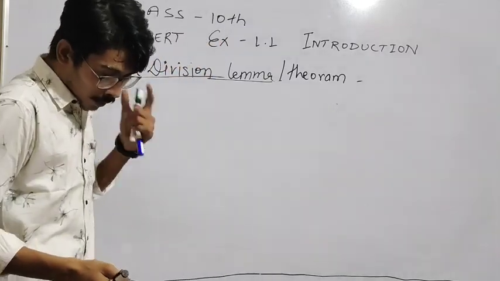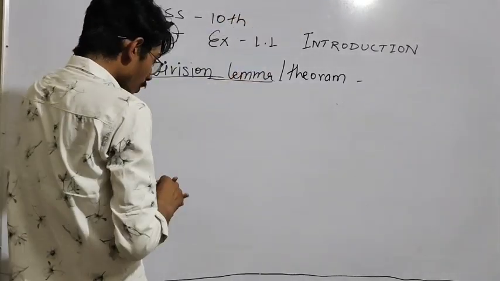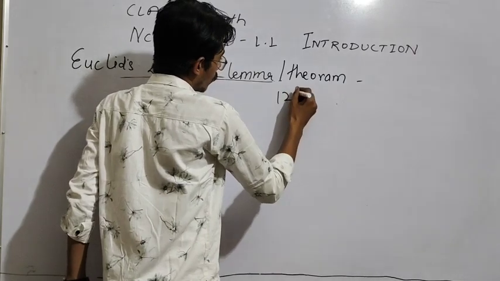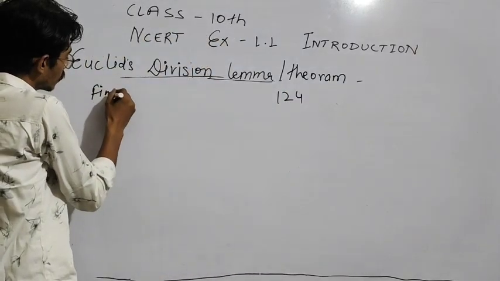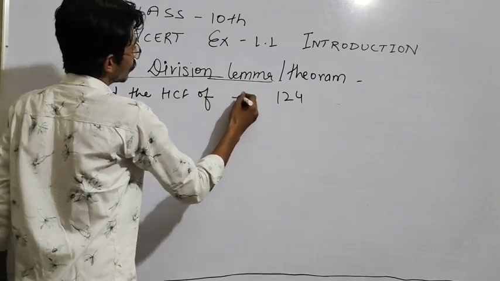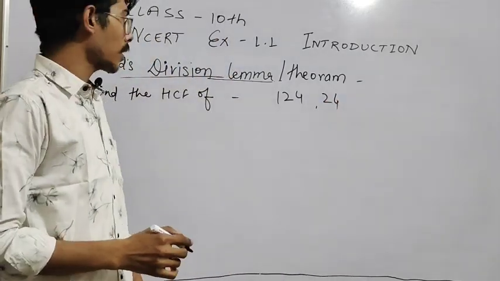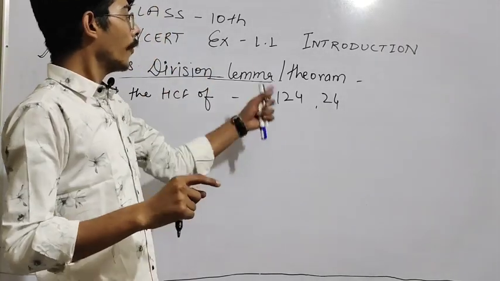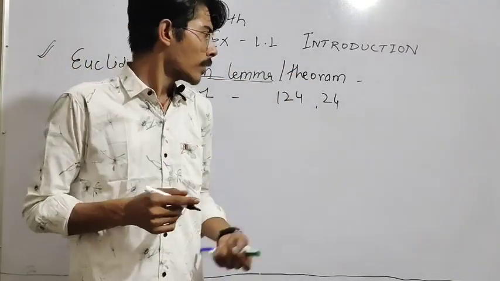Let us continue. Let me write any two numbers, like I have taken these two numbers. This is 124. I am saying, find the HCF of 124 and 24. These two numbers are there. Now avoid it, just for a few minutes, avoid using Euclid's division lemma or theorem.